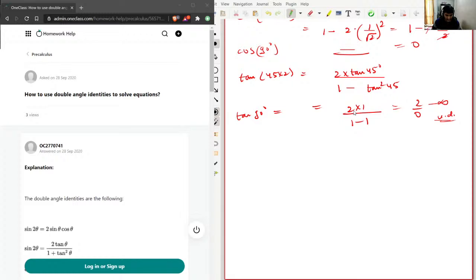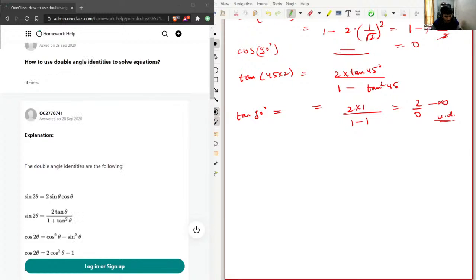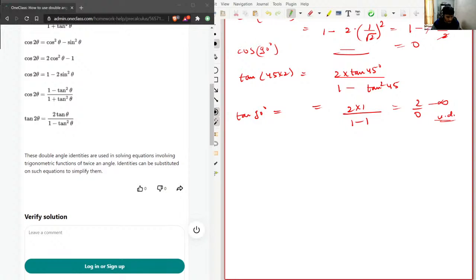So in this way we can use the double angle identities to calculate trigonometric ratios for an angle whose half-angle ratios are known. We also have triple angle identities, and with that we can calculate cosine and sine for 72, 36 and 18 degree also. These double angle identities are used in solving equations involving trigonometric functions of twice an angle. Identities can be substituted in such equations to simplify them.